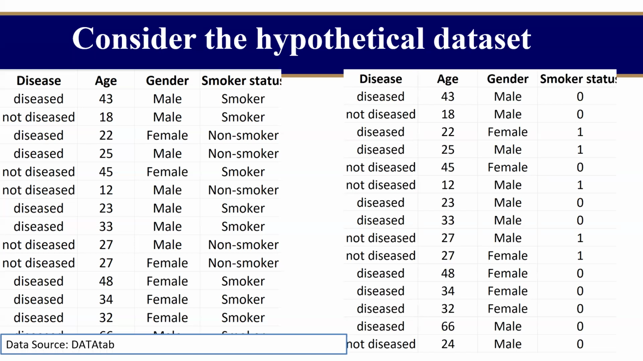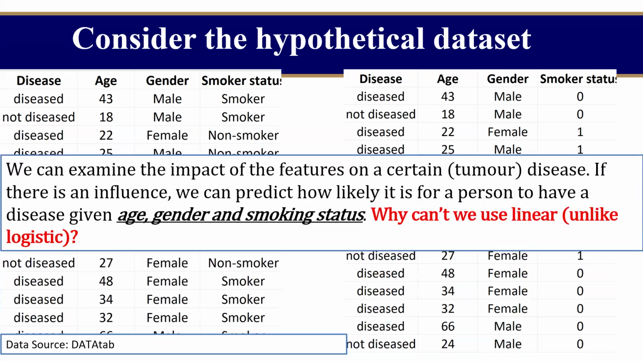Now, the last person, is that person diseased or not diseased? Not diseased. Does the person smoke or not smoke? Doesn't smoke. Is the person male or female? Male. Okay. So keep this data information in mind.